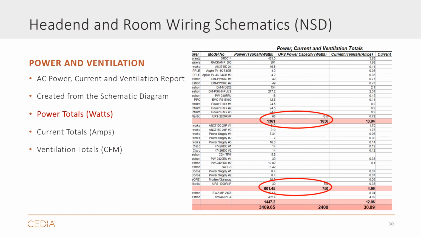You can see in this generated report that the total power consumption for connection group 1 is 1,361 watts, which is well within the UPS capacity of 1,650 watts. This is good, and this is safe. The same holds true for power connection group 2 in the audio rack. 601 watts consumed versus 750 watts available.